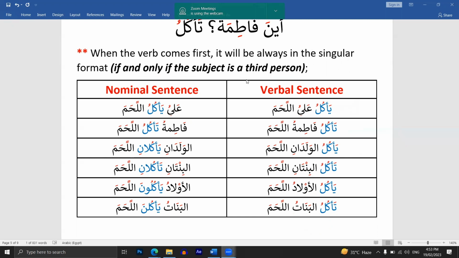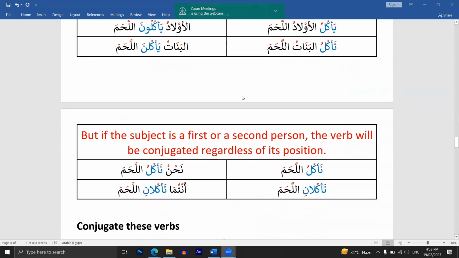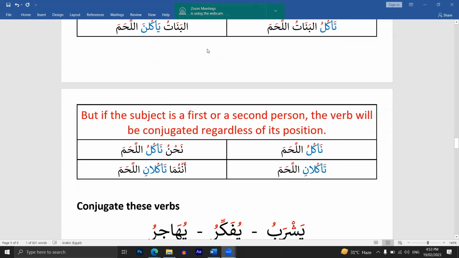Okay, so if we have a first or second person, in both cases we will conjugate the verb like here. نأكل اللحم, this is a first person. We are a group talking. نأكل اللحم. So even if we exchange, نحن نأكل اللحم. Okay, so here the verb didn't change. In both cases, whether we begin with the verb or begin with the subject, the verb will be conjugated. And also second person تأكلان اللحم, or أنتما تأكلان اللحم.